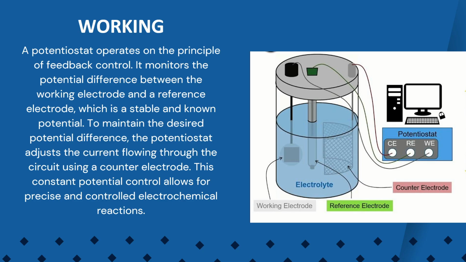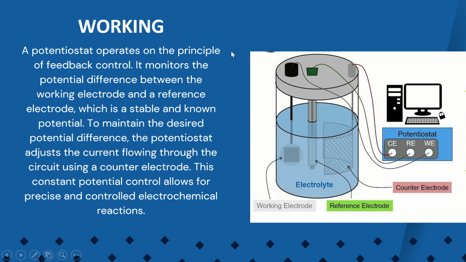Then coming to the next part, which is the working of a potentiostat. As you can see in this figure, the first one is the working electrode. Then the middle part is the reference electrode, where the voltage is stable. And the last one is the counter electrode. The signal is sent to this, then here it is analyzed and the output is shown on this monitor or screen.